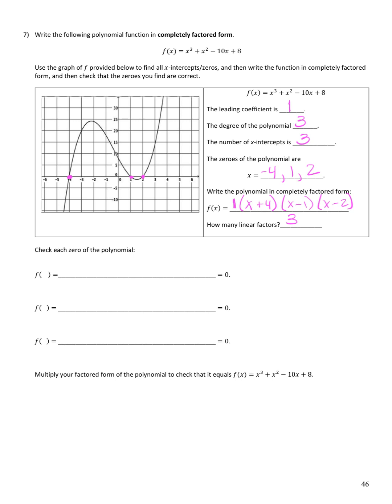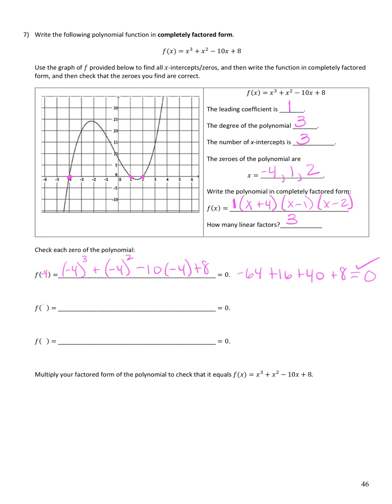So check each zero of the polynomial. So f of -4, that would be -4 cubed plus -4 squared minus 10 times -4 plus 8. Does that equal 0? It should. -4 cubed is -64 plus 16 plus 40 plus 8. That is, in fact, 0.